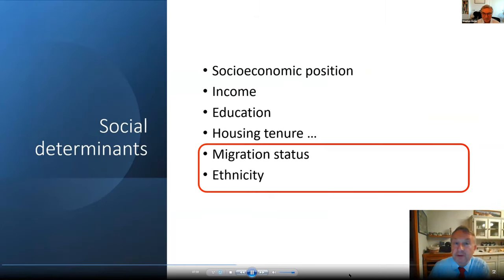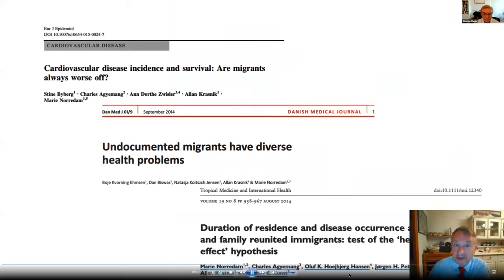But we then move on to the social determinants of health, in particular migration status and ethnicity. Now, these are a selection of papers from one of the later speakers in the webinar, my colleague Alan Krasnick, who has demonstrated very clearly how migrants in particular are often disadvantaged, but in different ways in terms of health. So we really need to understand this.